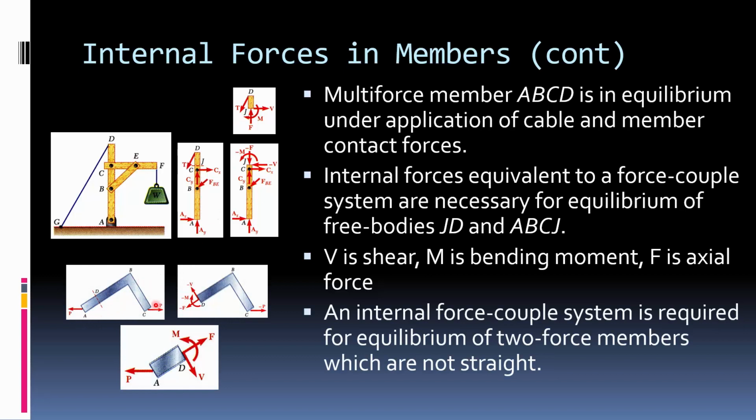Okay, so this is a multi-force member. Now we're going back to two-force members. What we learned about two-force members before is regardless of the shape, the forces have to be equal and opposite, and they have to point at each other. However, for a non-straight member, if you cut it at some arbitrary point, say at this point D, you're going to have some axial force, and you also have to have a shear and a moment in order to maintain equilibrium. So an internal force couple system is required for equilibrium of two-force members which are not straight. So again, if they're straight, it's nice axial force, it's good to go. But if they're not straight, then they require this force couple system.